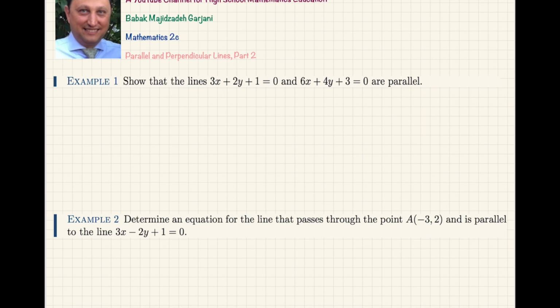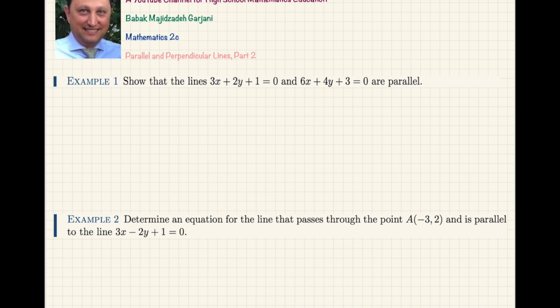The first problem: show that these two lines are parallel. This line is neither horizontal nor vertical. Why? Because for vertical lines I only need to have x in my equation, and for horizontal lines I only need to have y in my equation, but here I have both of them. So this is neither a vertical line nor a horizontal line. The same is true for this one.